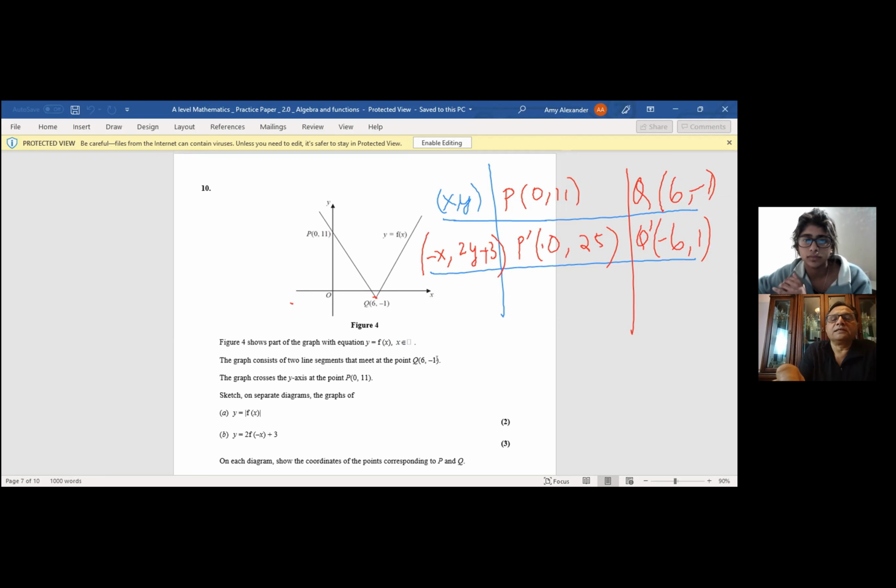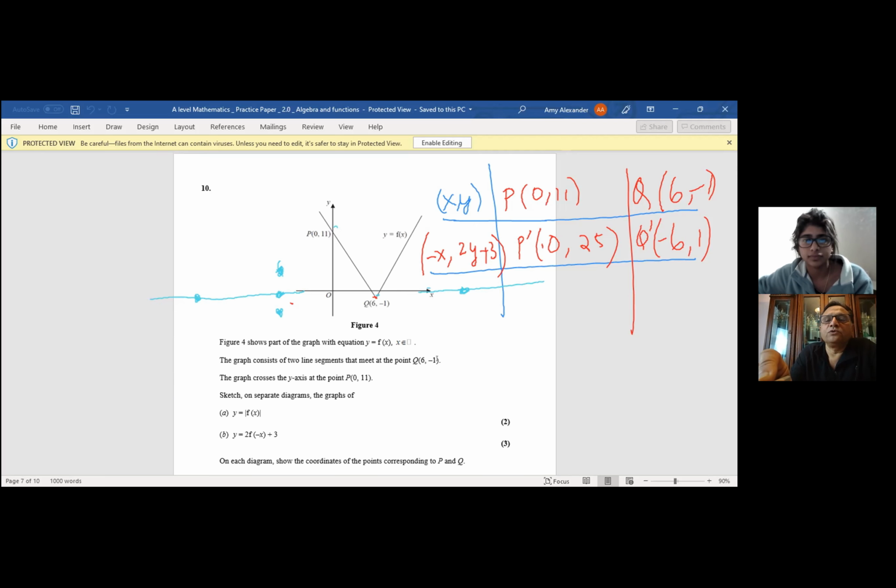So we have to really extend this graph, because that is 6. Somewhere here we have (0, 25), right? And Q prime is (−6, 1). So this is −6 and 1. Do you see that? So this will go there, and that point will come here. Correct. So those are your critical points to look into.